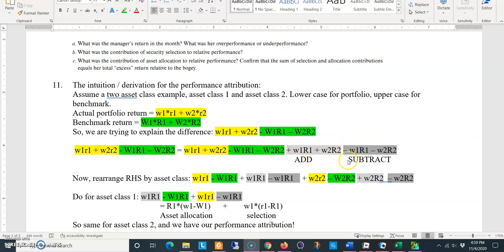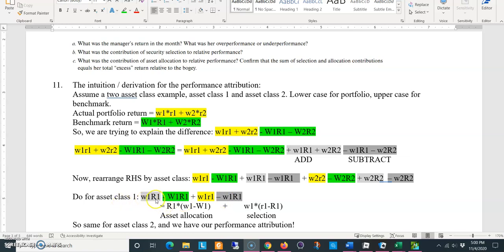The reason is that then I can rearrange this right hand side by the asset class. I want to get everything for asset class 1 together. That is this w1 r1 minus uppercase W1 R1, plus lowercase w1 uppercase R1, which is coming from here, and then the final term is coming from here, minus w1 R1. And then I have the same stuff for asset class 2. I want to show you how I can decompose this performance for asset class 1.